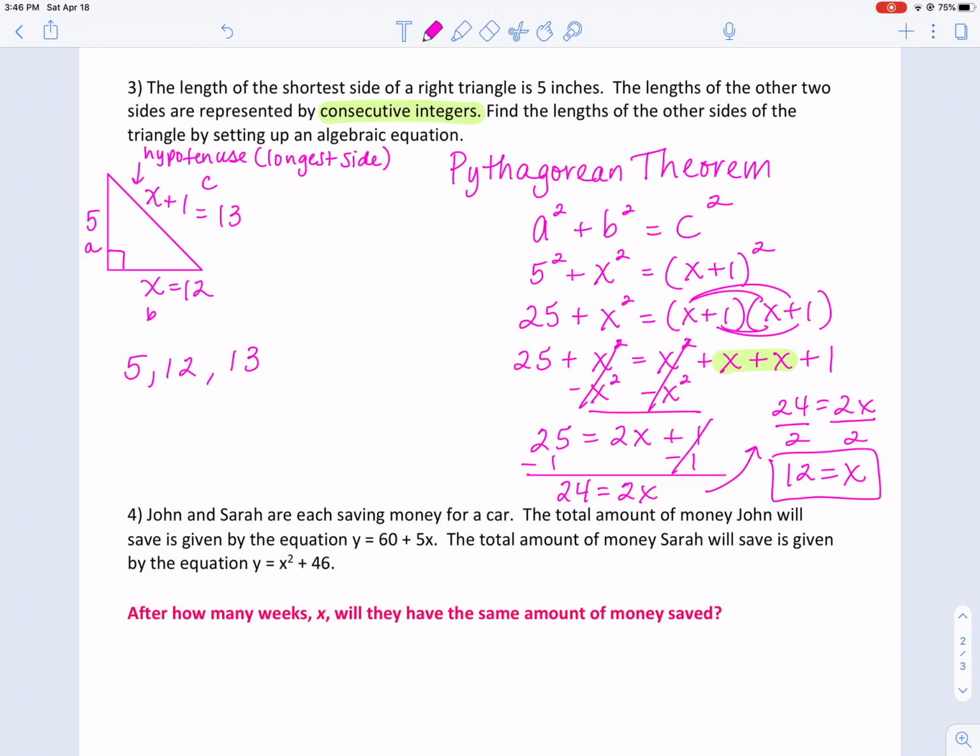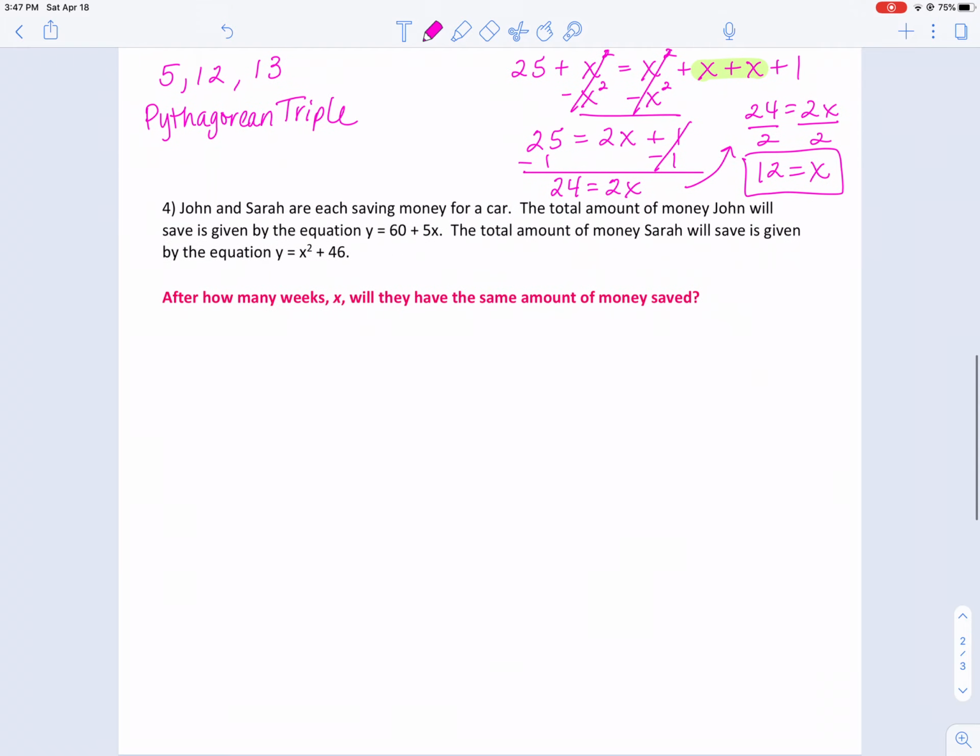So your three sides are 5, 12, and 13. And if you didn't know this, this is what we call a Pythagorean triple. And you guys will learn all about those next year in geometry. Okay, I'm going to try one more with you. Everybody take a look at number 4.